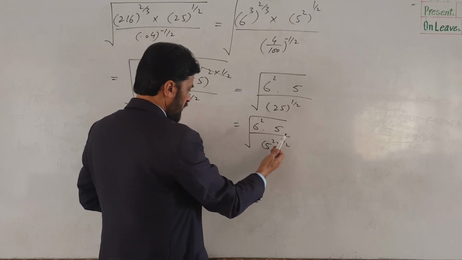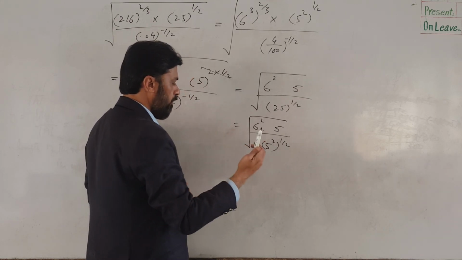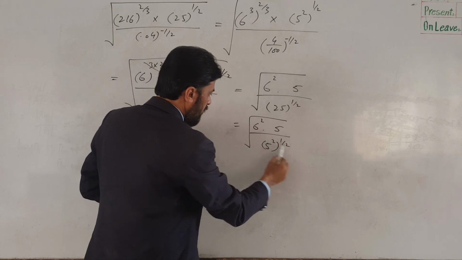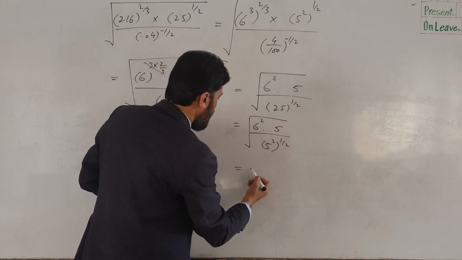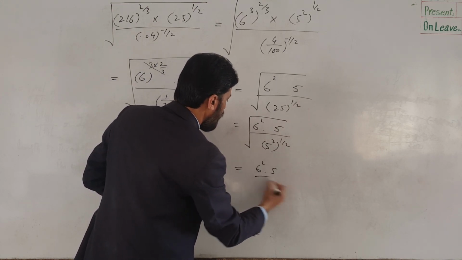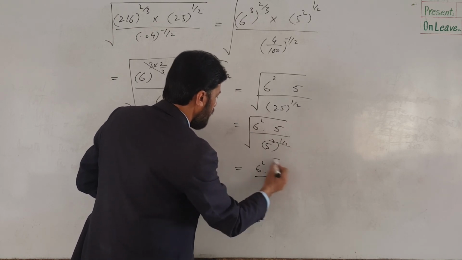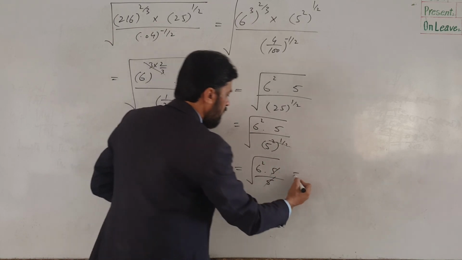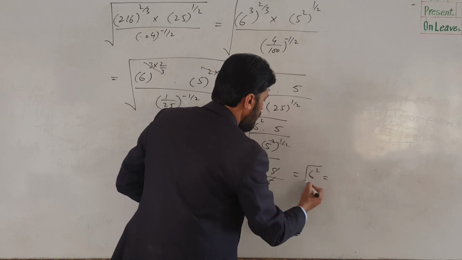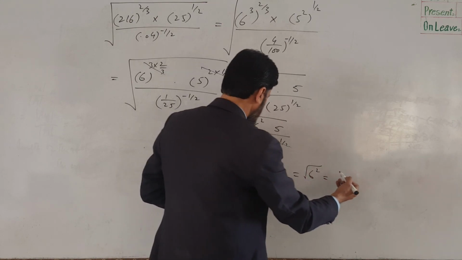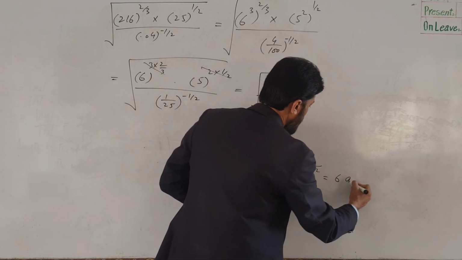Again, by applying the law of power of power, these two powers will be cancelled. 6 square dot 5 over 5, 5 cancel. 6 square under root, square and square root are being cancelled here. So 6 is the answer.